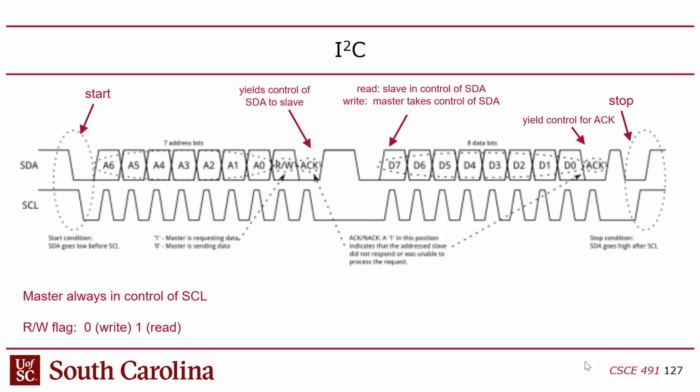If it's a read transaction, the slave will maintain control of the data pin and send the requested value back to the master, and then the master will take over for that last acknowledgement, right? So you have to track what's going on in order to figure out who has control of the data in each cycle. Does that make sense?